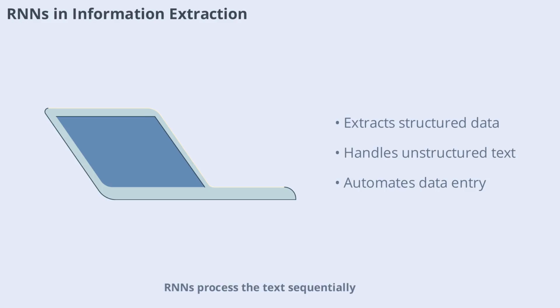RNNs process the text sequentially, using context to accurately identify and extract relevant information. This is crucial for building databases from large volumes of text and automating data entry tasks.